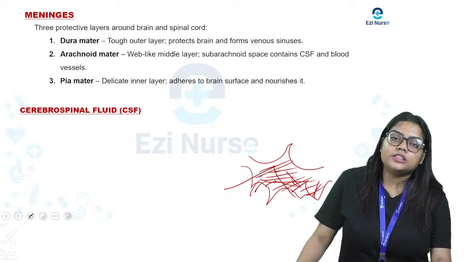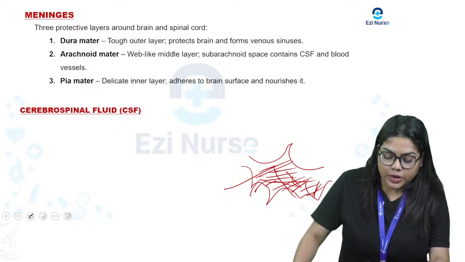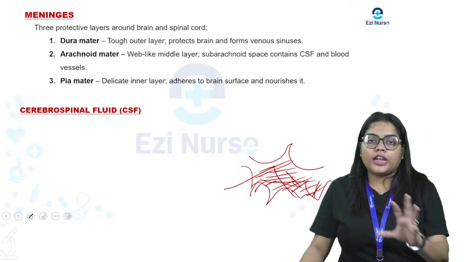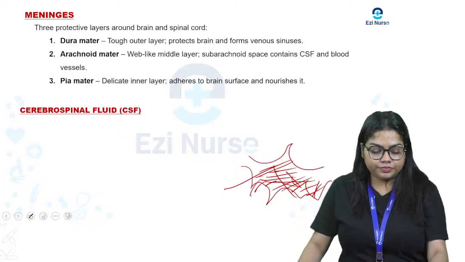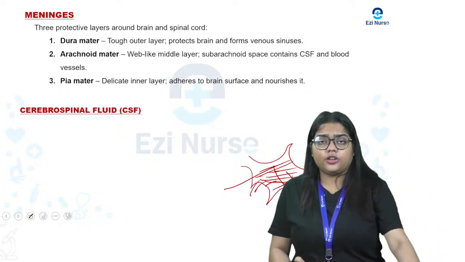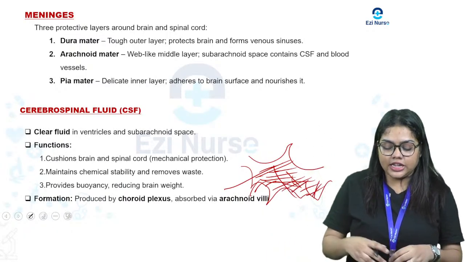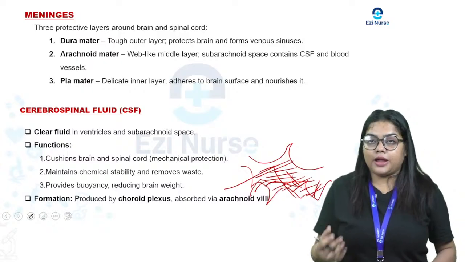So between the meninges and the brain there will be cerebrospinal fluid, which helps the brain avoid any kind of friction due to any kind of trauma or physical harm. It is a clear fluid in the ventricles and subarachnoid space.